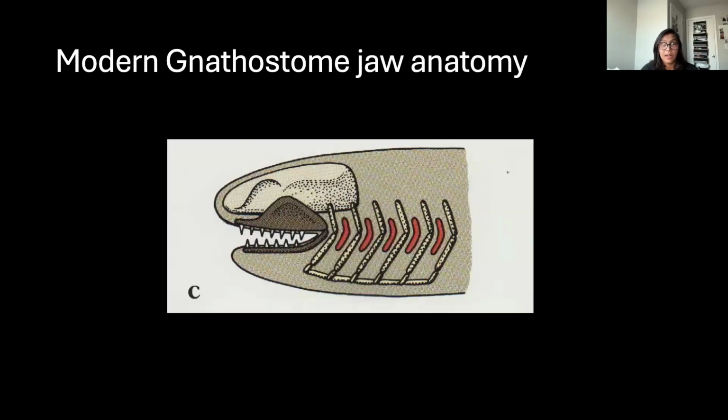And so modern gnathostome jaw anatomy, we can see, is more robustly built. We have the addition of more pharyngeal arches coming forward and making their way into the jaw apparatus. And we also have the addition of these true teeth here, setting them apart from early jawed vertebrates.